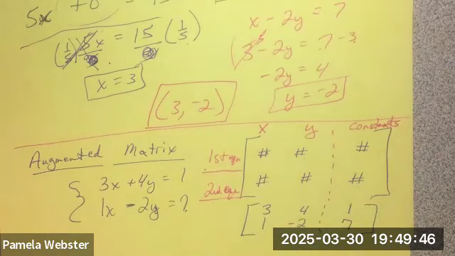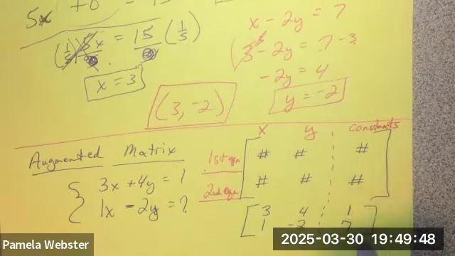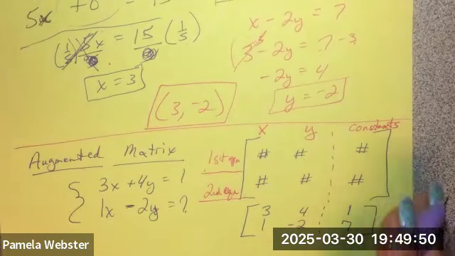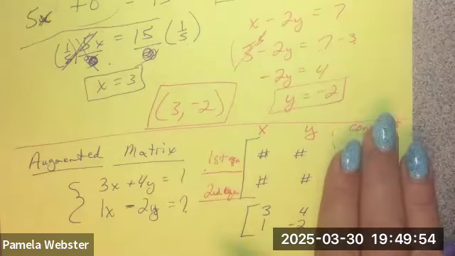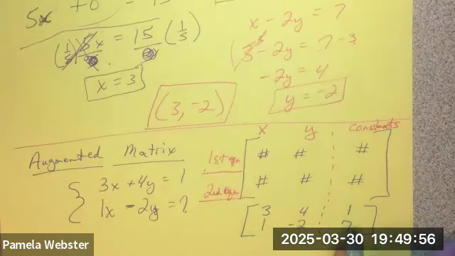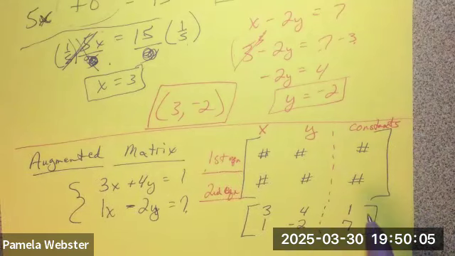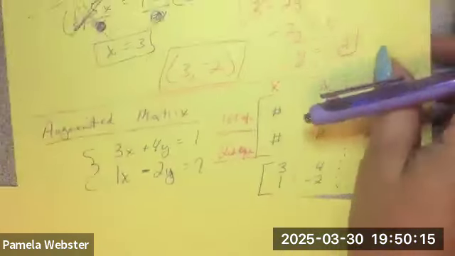And the augmented part comes because I've got the constant terms out here, right? Sometimes we'll see matrices that are just a 2 by 2, just the variables. But because I've got the solutions, the equals part over here, the constants, I've got an augmented matrix. That's what's going on there. Okay, so what's going to happen here?